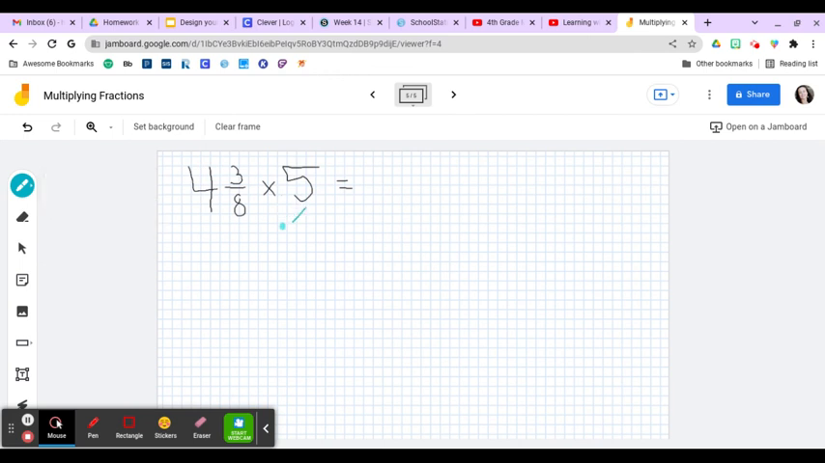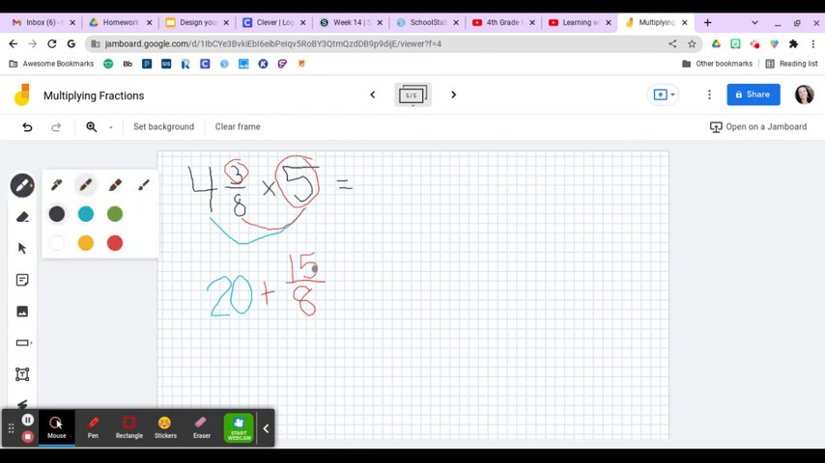So I'm going to do the exact same thing here. I'm going to multiply my whole numbers together. 4 times 5 is 20. And then I'm going to multiply my whole number times my fraction. 5 times 3/8, excuse me. So I multiply the whole number times the numerator. 5 times 3 is 15. And my denominator stays the same. So here I have 20 plus 15/8.